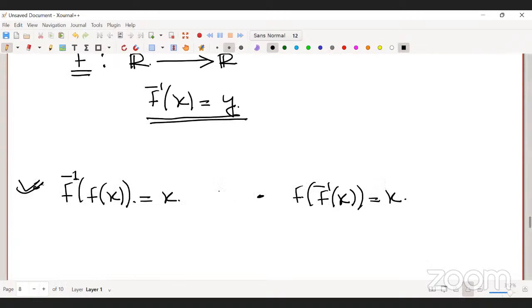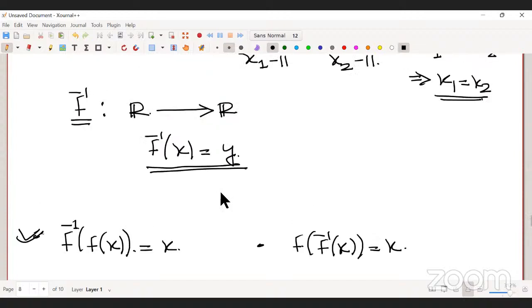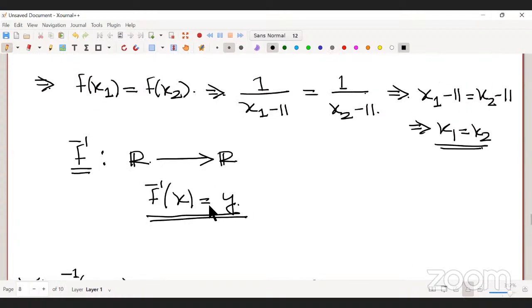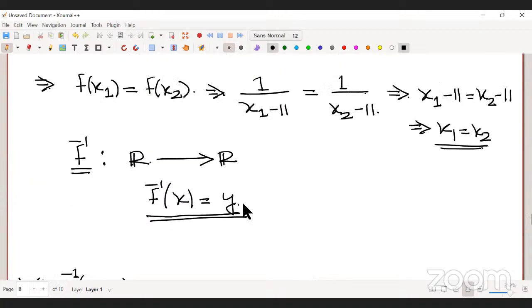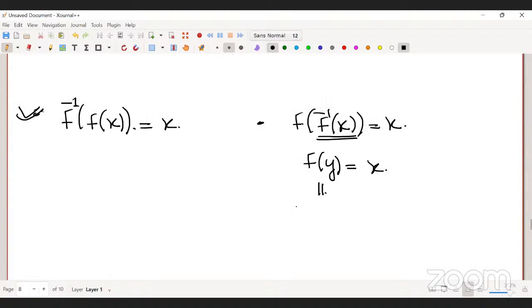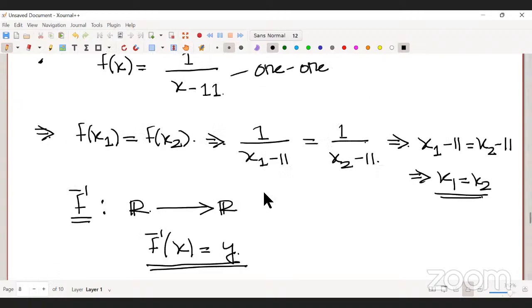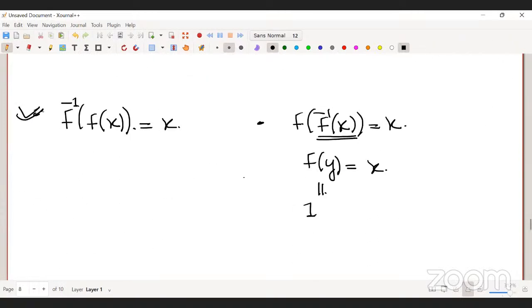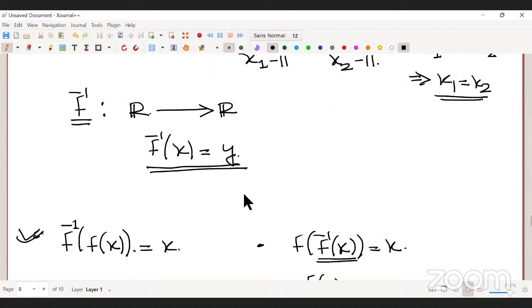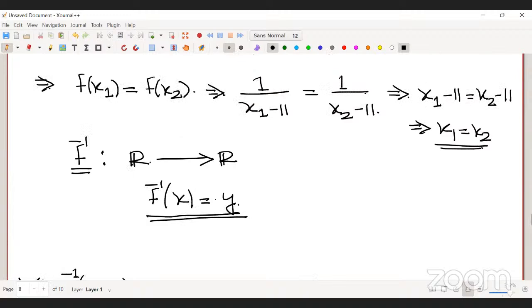If I try to compute the left hand side of this expression, what will I get? What is f inverse of x? It is y, because that is what I have written here. I'm using some symbol just to represent f inverse of x. So this is f of y equal to x. And what is f of y? f of y is 1 by y minus 11, which is x. So what basically I want to compute is the value of y.